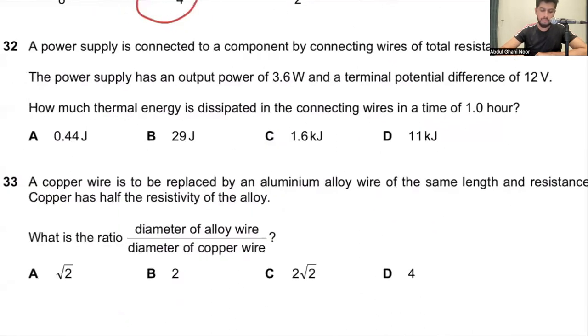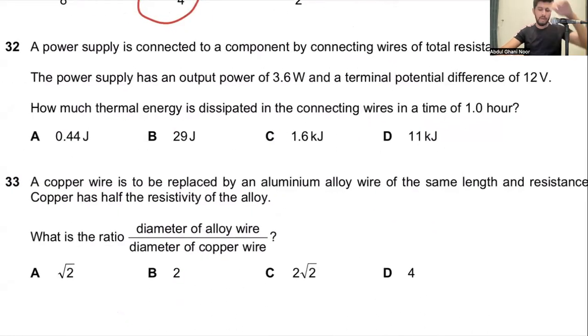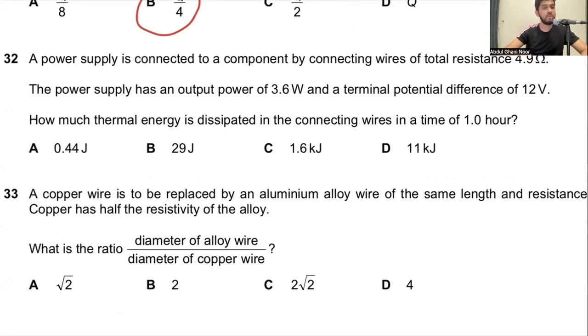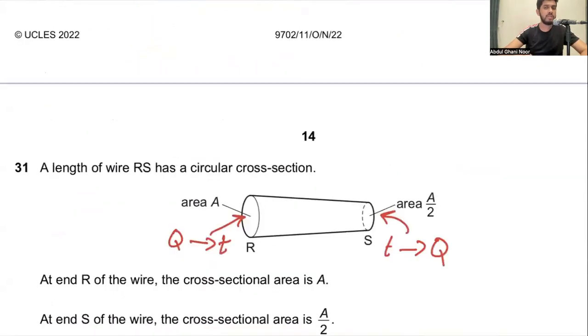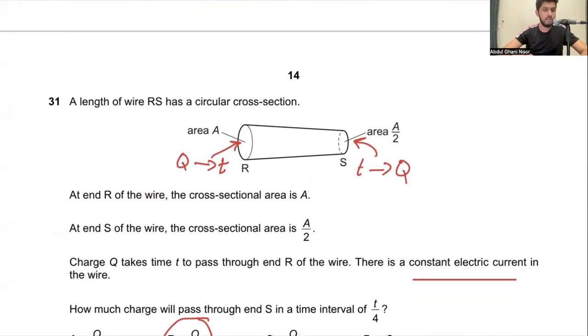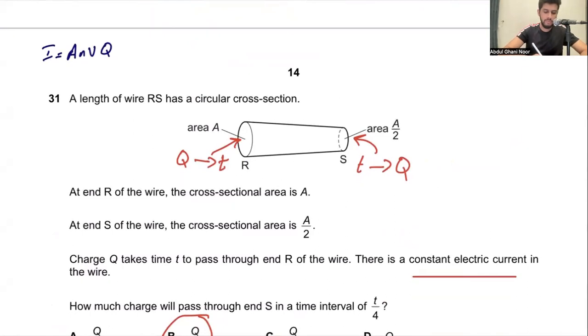Question number 32 says a power supply is connected to a component by connecting wires of... एरिया से कोई चेंज नहीं आएगा, नहीं, एरिया से ड्रिफ्ट स्पीड चेंज हो जाएगी, लेकिन करंट में कोई चेंज नहीं आएगा. सही, लेकिन वो ड्रिफ्ट स्पीड का पूछ नहीं रहे ना. I is equals to ANVQ. एरिया कम करने से ड्रिफ्ट स्पीड बढ़ जाती है, but charge flowing per unit time stays the same because that is current.